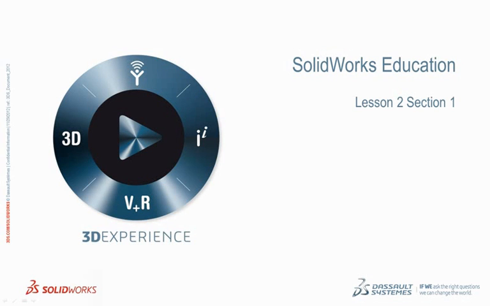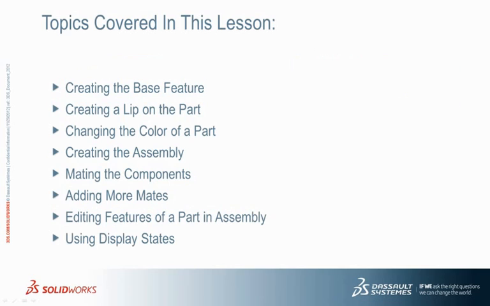Welcome to SOLIDWORKS for the Engineering Design Process, Lesson 2, Section 1. In this section, you'll be creating an assembly. An assembly in SOLIDWORKS is composed of two or more parts which are brought together by a process called mating. You'll create this assembly, which is composed of two parts, one of which you've already created in Lesson 1, Section 3. You'll begin by creating this second part, Tutor 2.